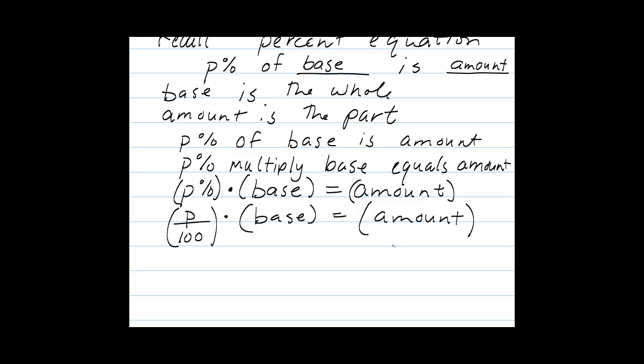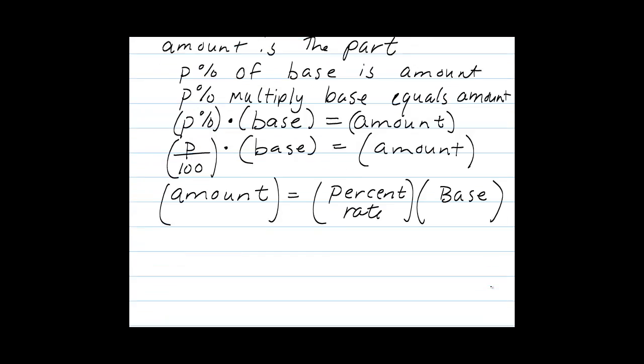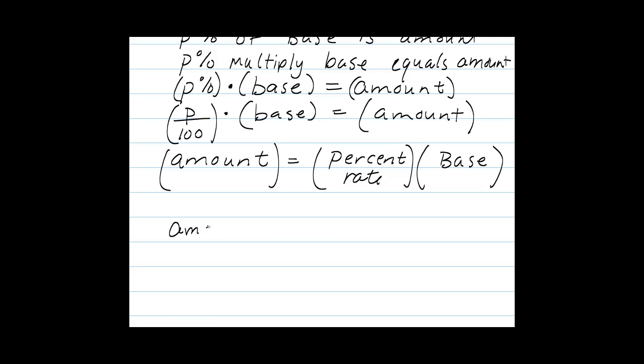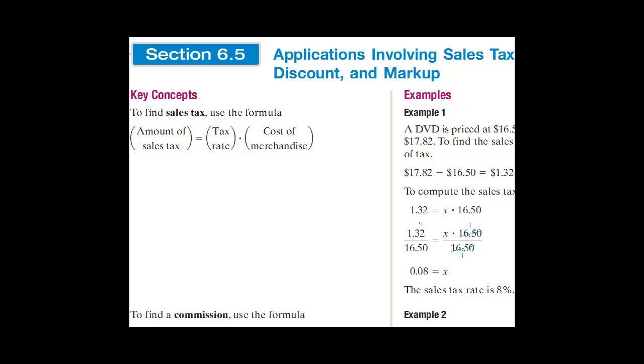And clearly in any equation, what's on one side of the equal sign is equal to what's on the other side, and we can flip this and write it as amount equals P, the percent rate, multiplied by the base, whatever that base is. And again, another way to write that would be amount equal to P over 100 multiplied by the base. All right, so let's use this format to find different applications.